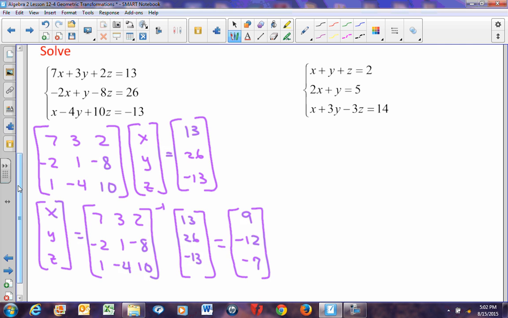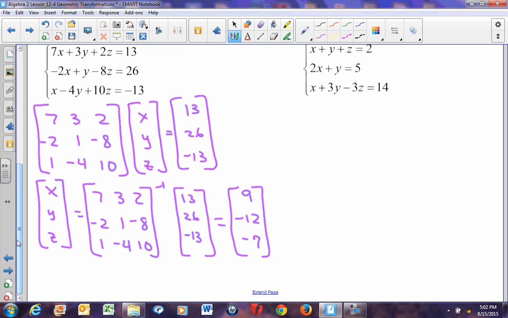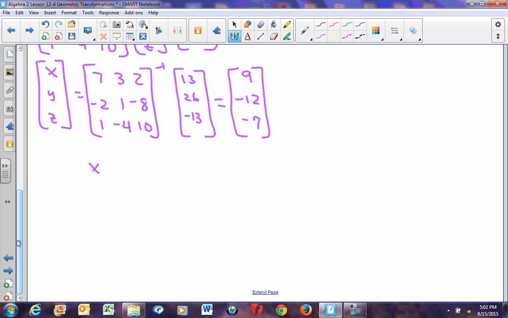X, Y, Z is 9, negative 12, 7. So, to write my final answer, I should write X, Y, Z equals 9, negative 12, 7.